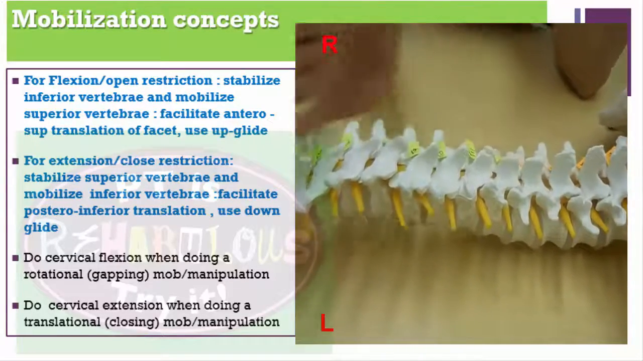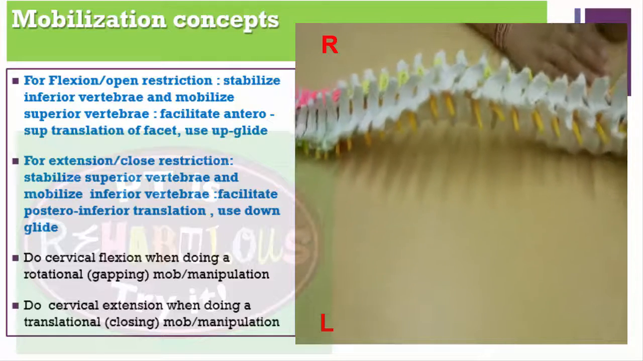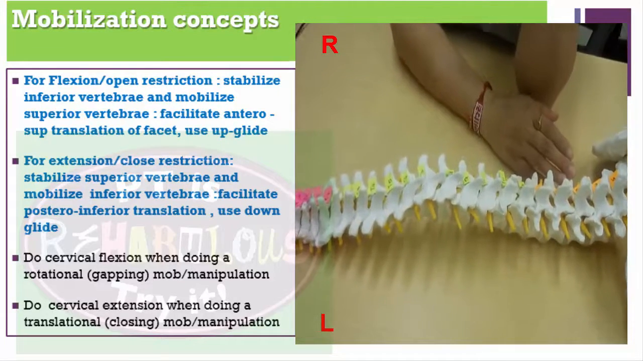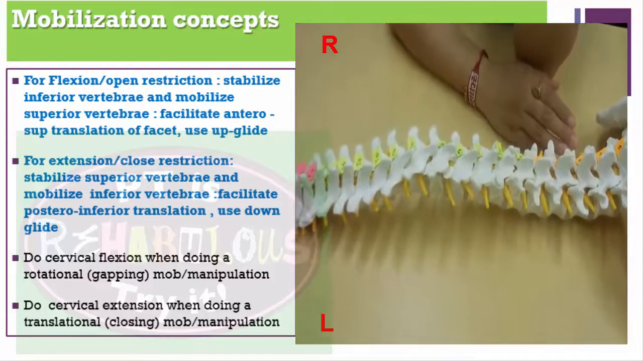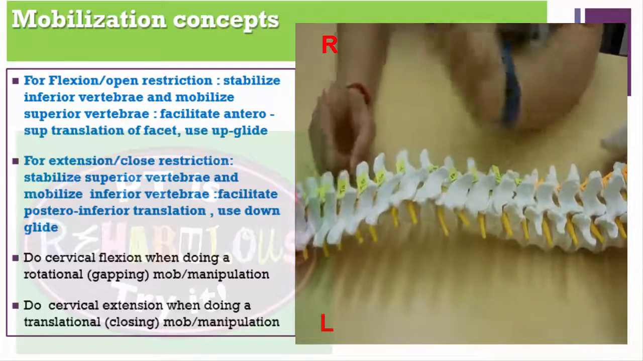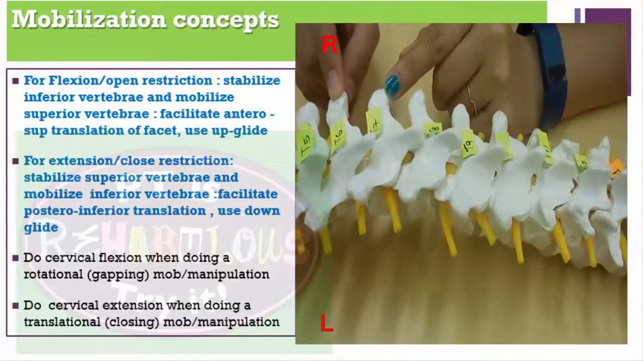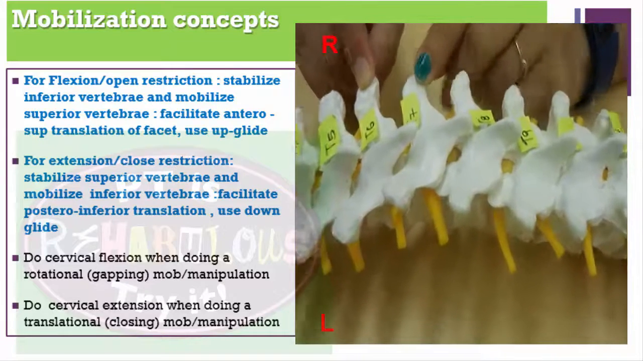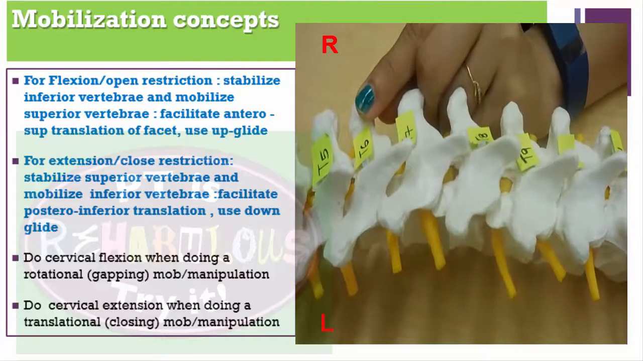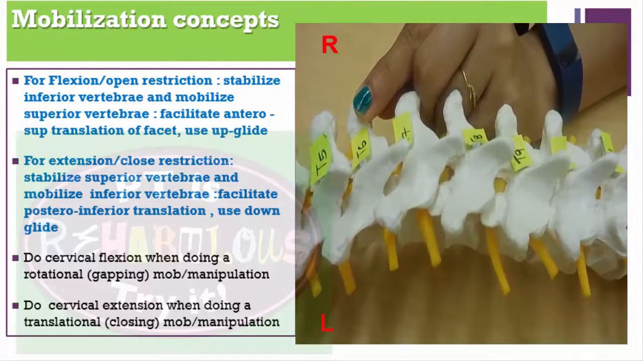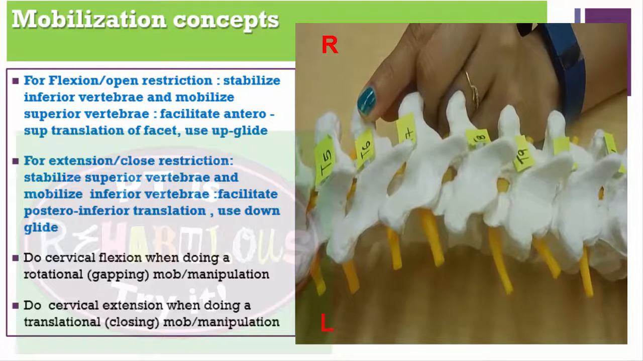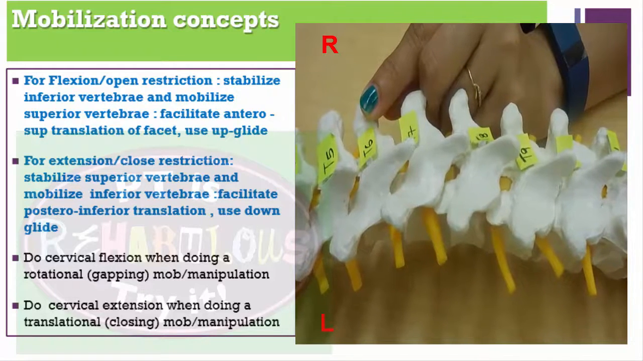So this we can apply for different levels. Here you can learn that while mobilizing, let's take another example for the T6 and T7 level. If I have a problem with the T6 or T7 level, how can I mobilize or stabilize a vertebra?